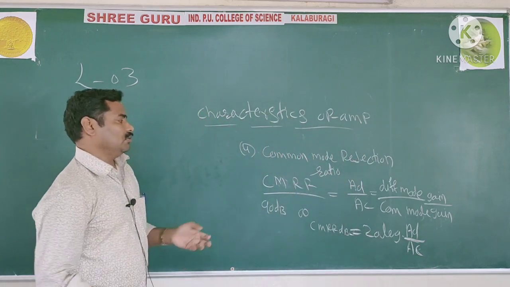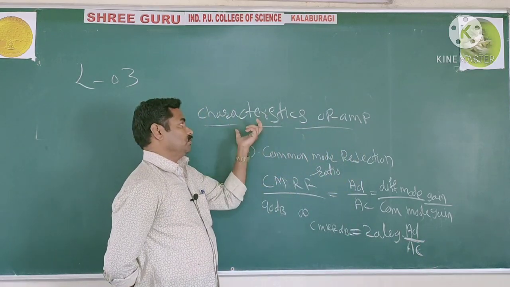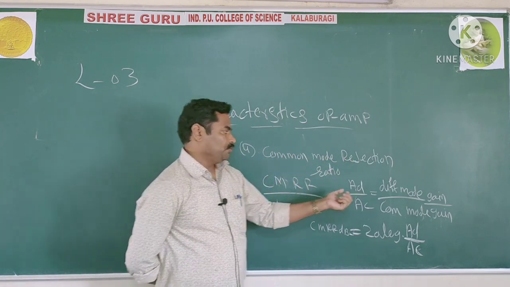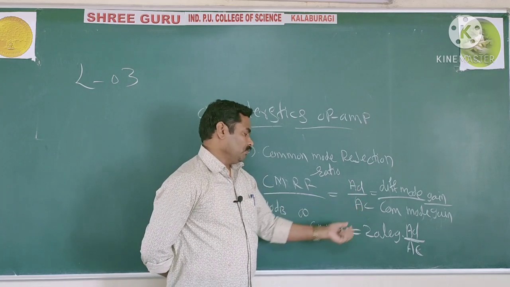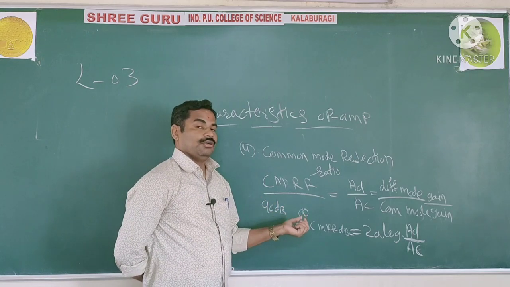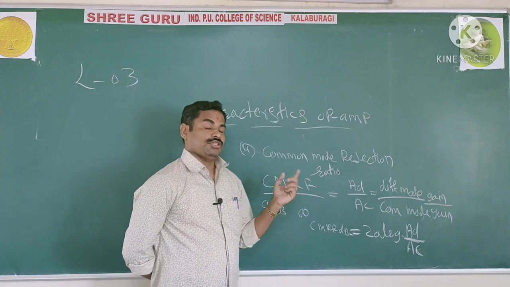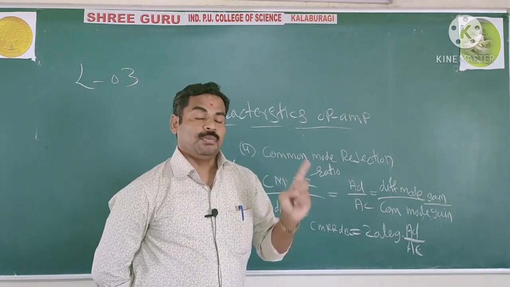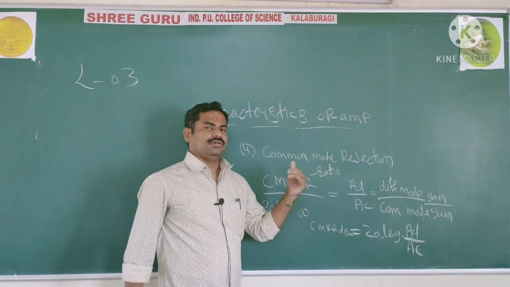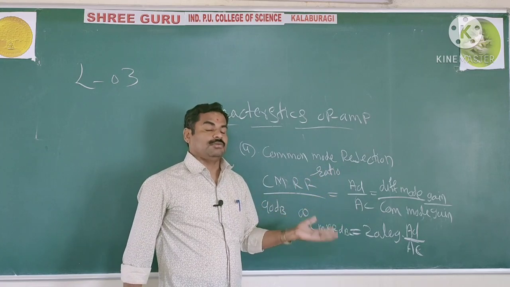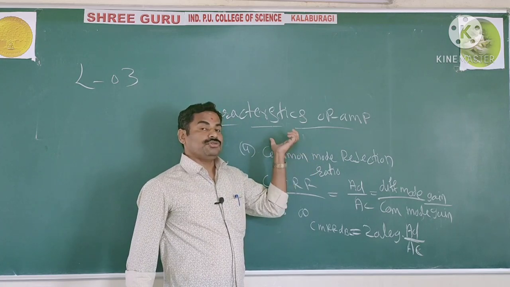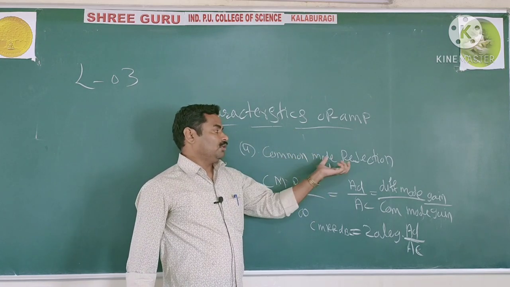This is about another important property of your op-amp, that is common mode rejection ratio. It is the ratio of the differential mode gain to the common mode gain, and ideally it is infinity, but practically it is 90 dB. The importance of CMRR is its ability to oppose or reduce the noise as well as the distortion. Whatever common signal appears across the inverting and non-inverting terminals will be rejected by this important property of your op-amp.